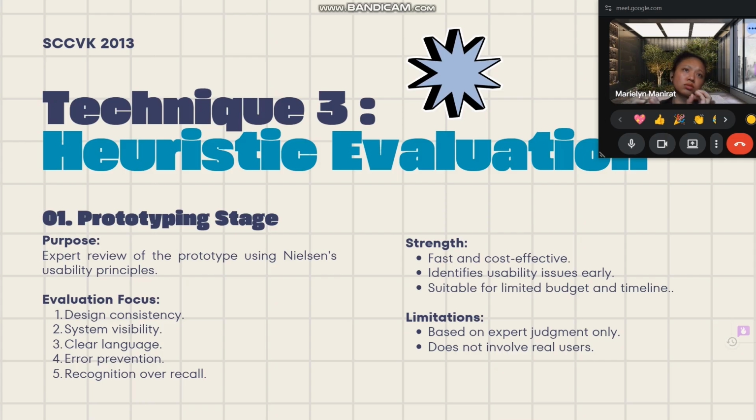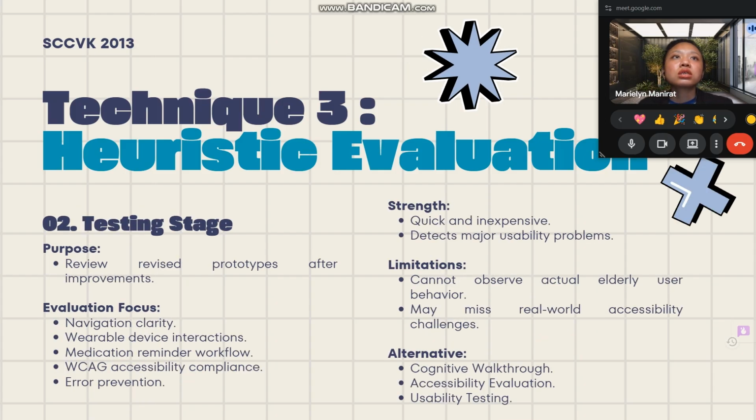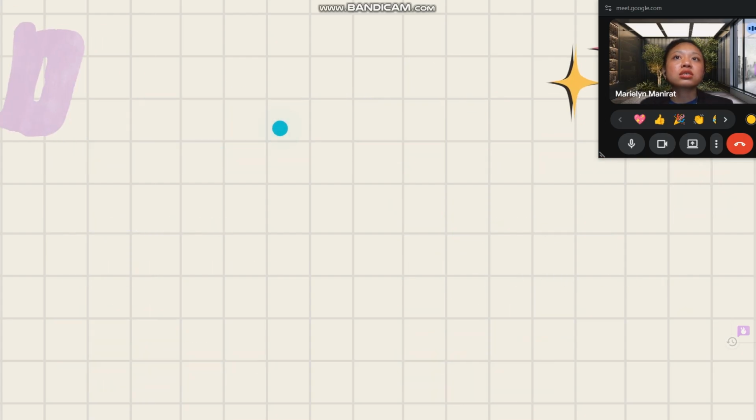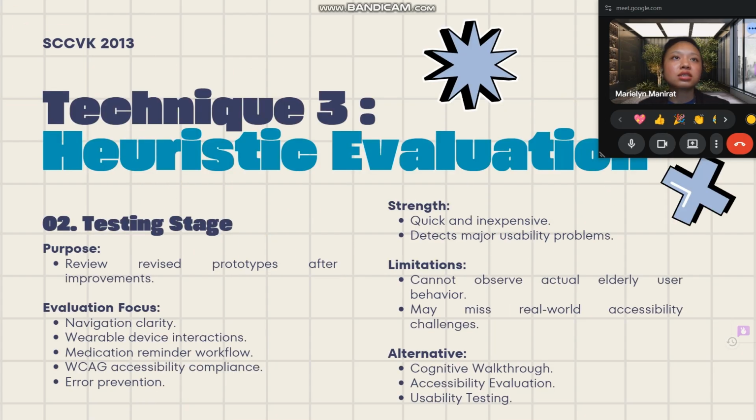So it's almost similar to the personas when they use fictionals. So the next stage is testing. The testing stage for heuristic evaluation is that the heuristic evaluation is conducted alongside limited user testing. So it's conducted with a limited number of users when they're going through the testing.